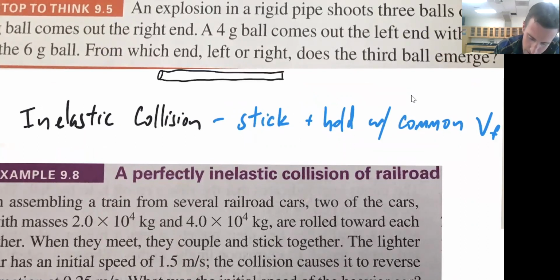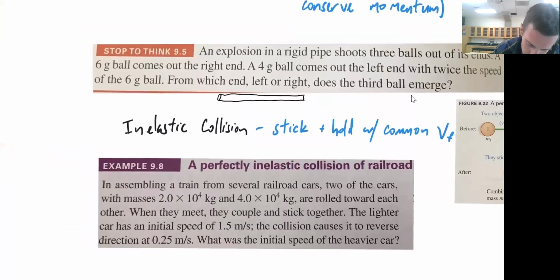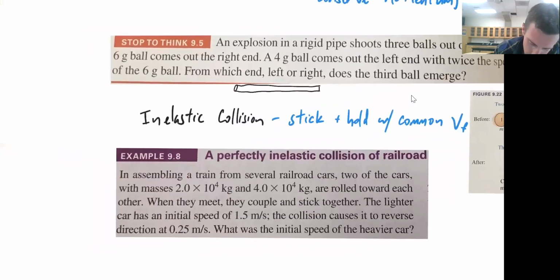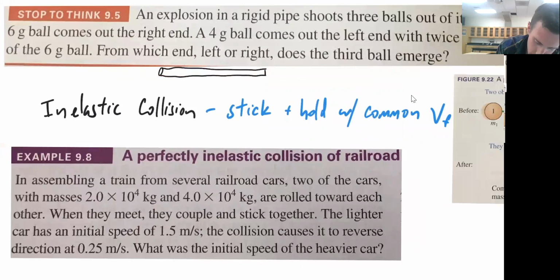Okay. And out the right comes the 6-gram ball. So over here, I've got a 6-gram ball moving with a speed of 1. Then out the other side, the left side, I have a 4-gram ball moving at a speed of 2. So 2 velocities, and this one was just 1 velocity. And then the question is, which side does the other ball emerge from?